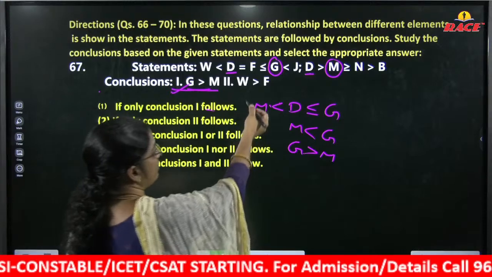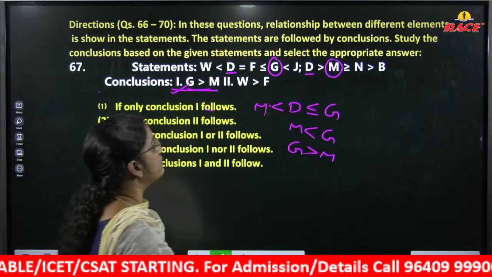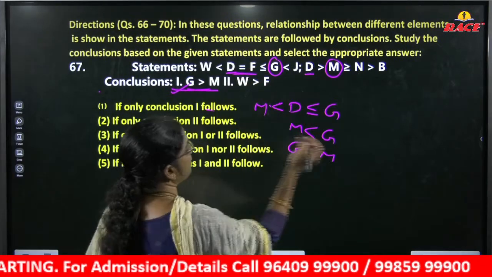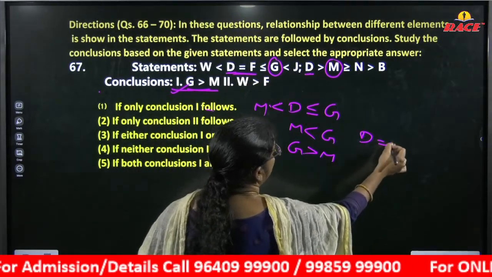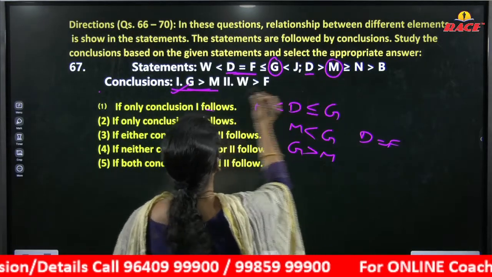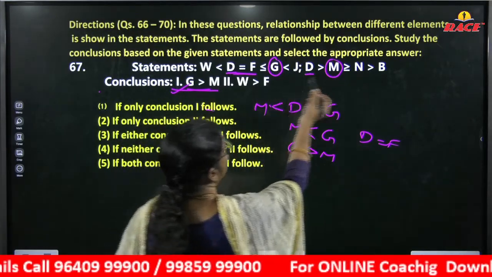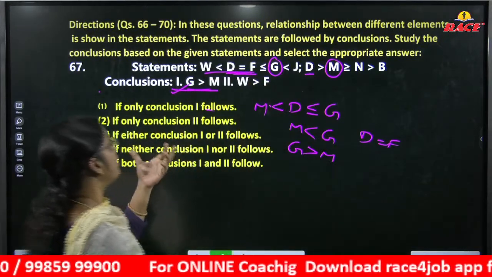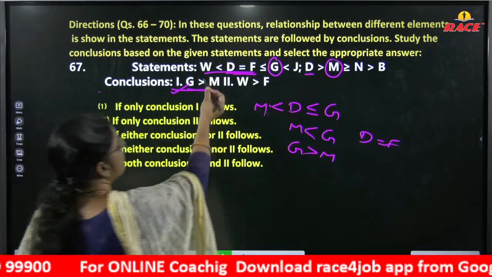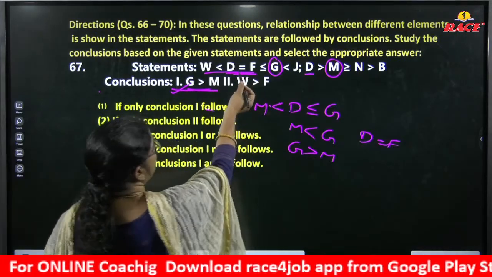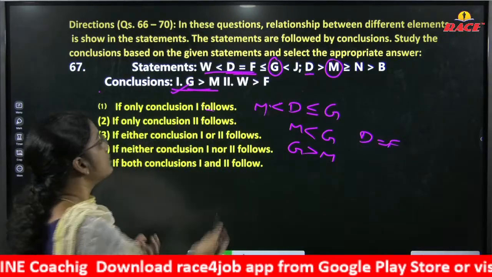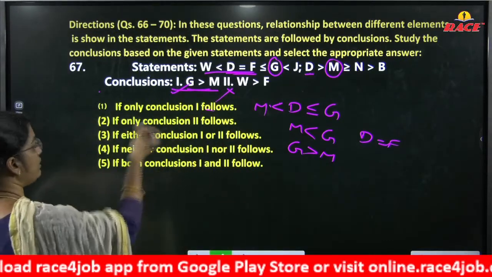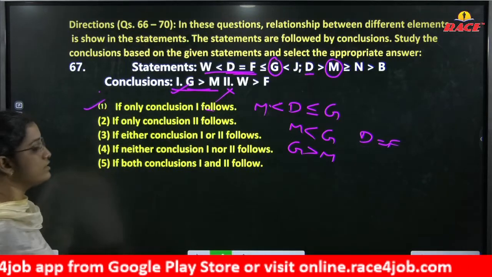And the second one, W and F relation, they are giving greater than. In the same way, first take the D and F relation. D is equal to F. We need the W and F relation, and directly we have W and F in statement 1 only. What is the relation between W and F? Less than compared with equal means less than. They are giving greater than, so the second one is wrong. So your answer is only one follows. Only conclusion 1 is the correct one.